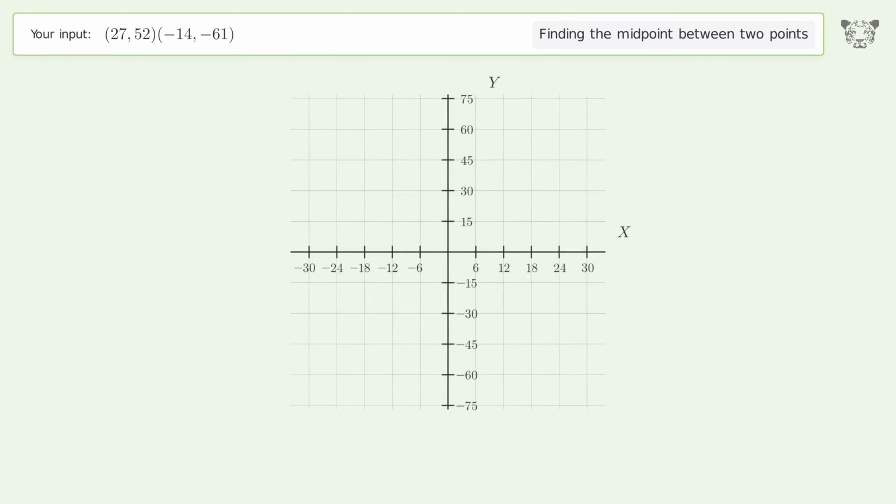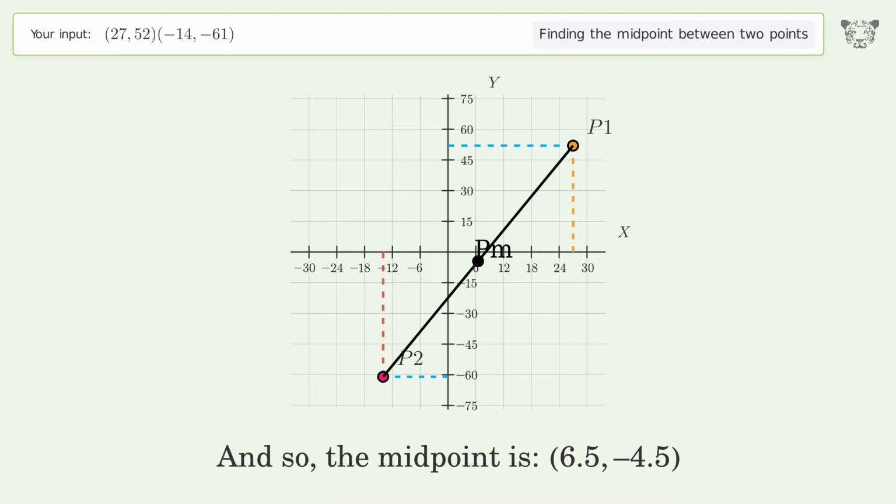And so, the midpoint is 6.5, negative 4.5.